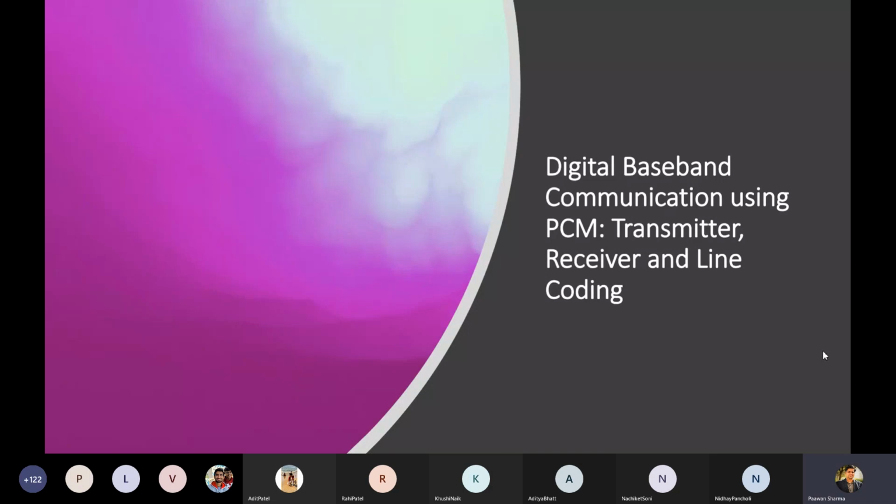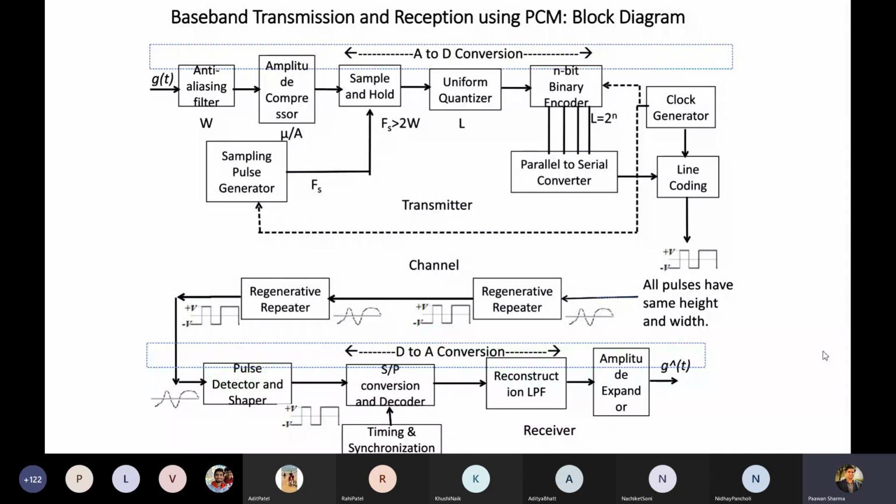PCM transmitter, receiver, and line coding. So this is the baseband transmission and reception for pulse code modulation. You can see the aliasing filter, then you have a compressor, then this entire thing is for A to D conversion. SH we represent as sample and hold, then you have quantizer and then encoding, and there you are getting the signal. The signal you are transmitting over the channel and then you are receiving here.